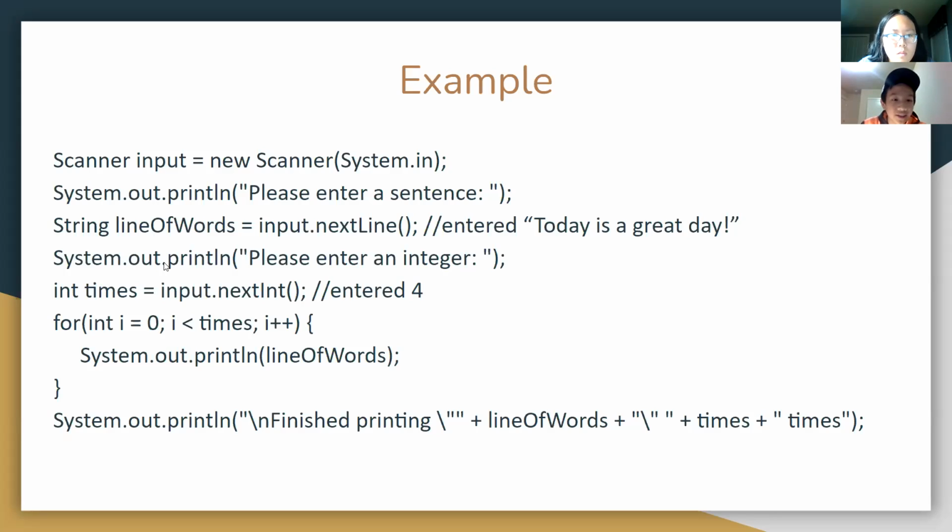Okay, and then in the next slide, you say, please enter an integer. Then we'll create an integer variable called times and set it to the next integer that you input. In this case, let's just say it's 4. Input is our scanner name. Also, don't forget to include this period.